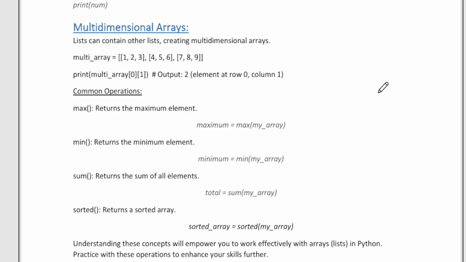You take the values in the multi-dimensional array. You can have max, min, sum, and sorted functions to be done. If you have any problem, just comment it out. We will be explaining it in detail in the next video.